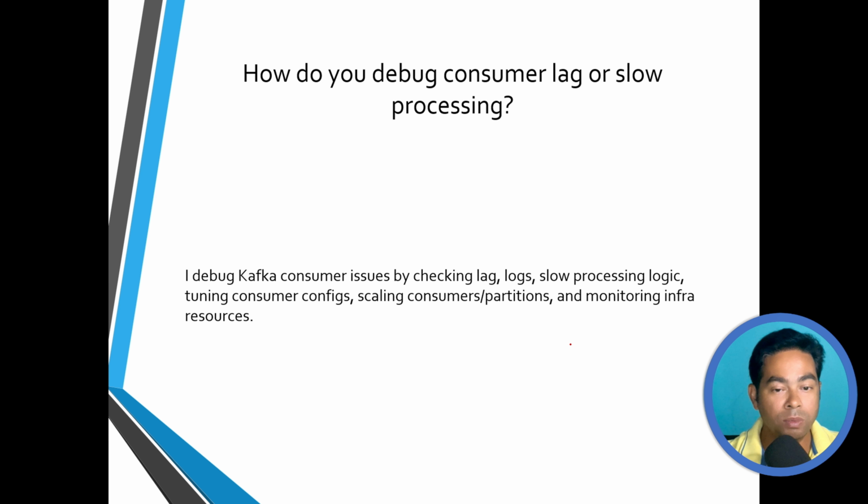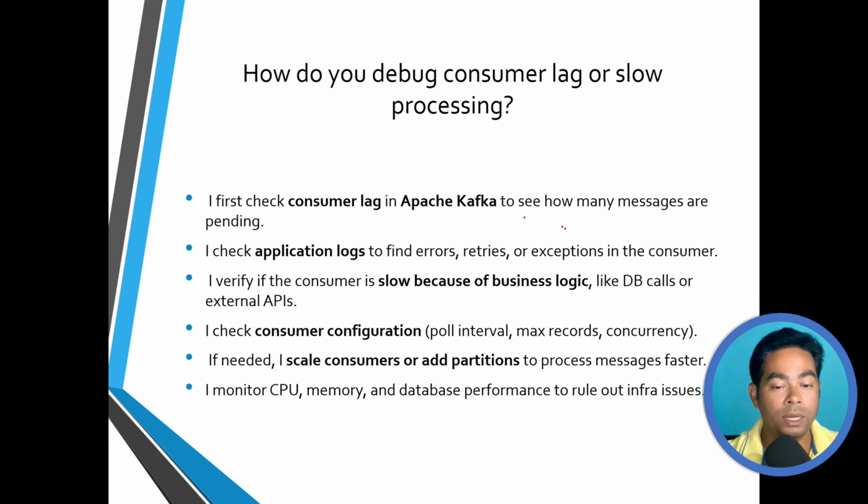How do you debug consumer lag or slow processing? That means your Kafka is working, and suppose your message is not being sent to the customer as expected. How will you debug that? First you will debug the consumer service, why it is lagging and how many messages are still pending in Kafka. You will check the application logs on the consumer side, whether retry is happening correctly, and whether there are any exceptions in the consumer service.